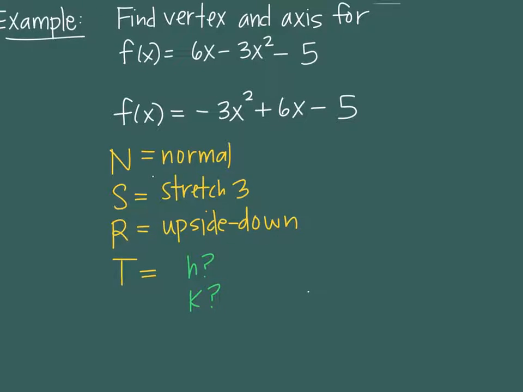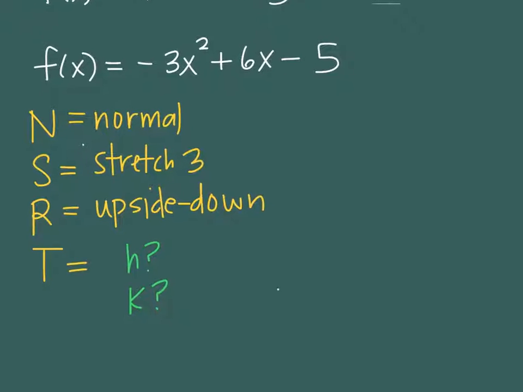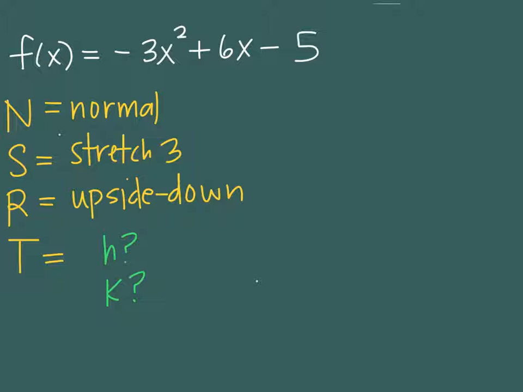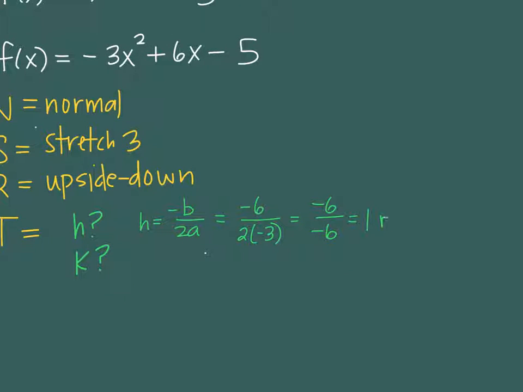Negative b over 2a. So now that we've got it in the right order, let's figure out what the left and the right and the up and the down are going to be. So h is going to be negative b over 2a. In the new order, negative b is negative 6, and 2a is 2 times negative 3. So that'll be negative 6 over negative 6, which turns out to be positive 1. Positive 1 for h means I'm going to the right.